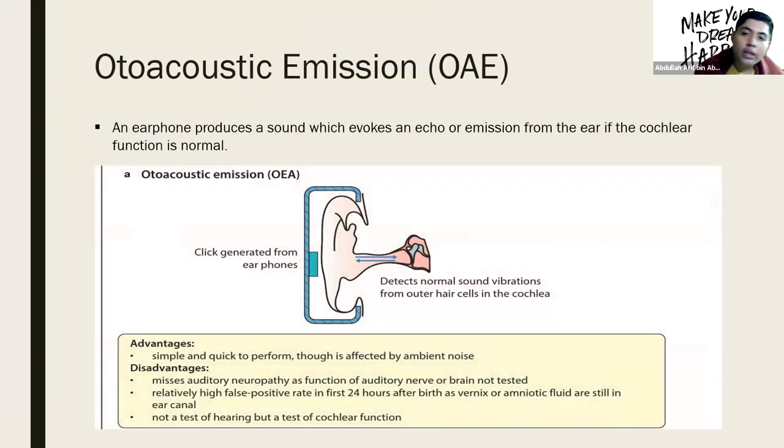First, we can do the otoacoustic emission, OAE. OAE is an earphone that produces a sound which evokes an echo or emission from the ear if the cochlear function is normal. So the earphone will produce sound, and if the cochlea functions well, it will produce an echo back to the earphone, as you can see in the picture.